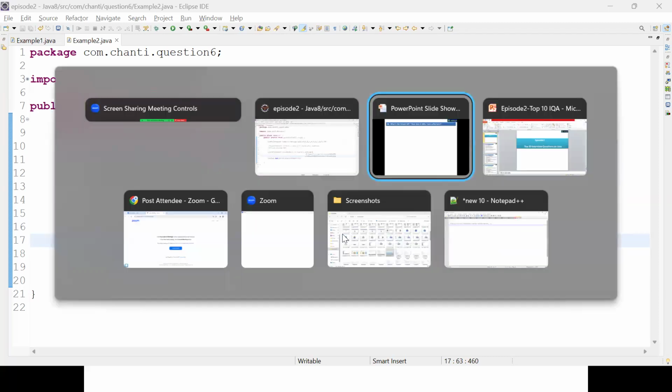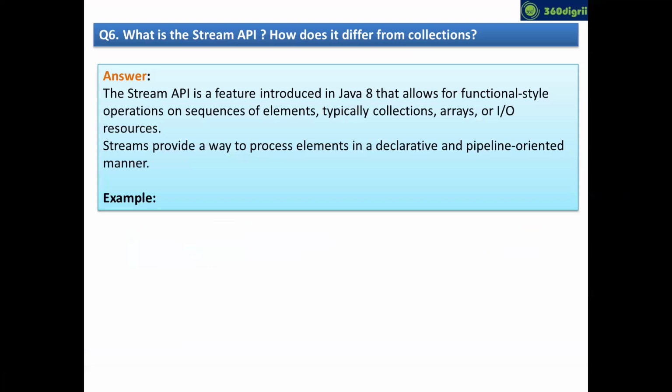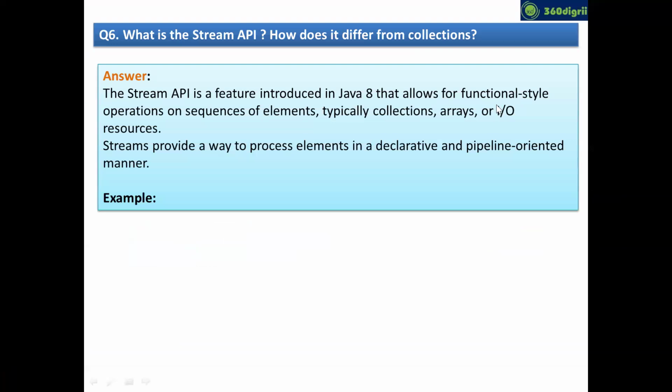Now, maybe I can show you the slide so that you can understand the points better. So if you see now, the Stream API was introduced in Java 8 and follows a functional style for a sequence of elements.